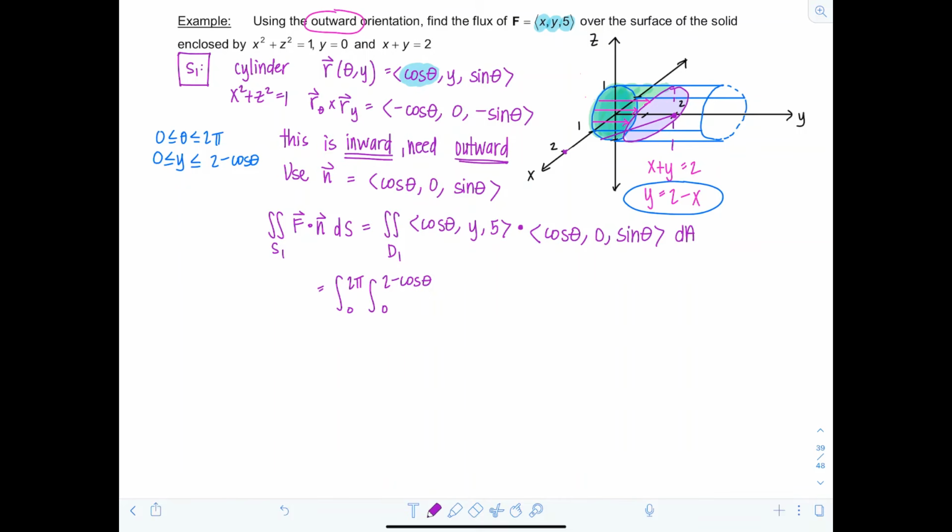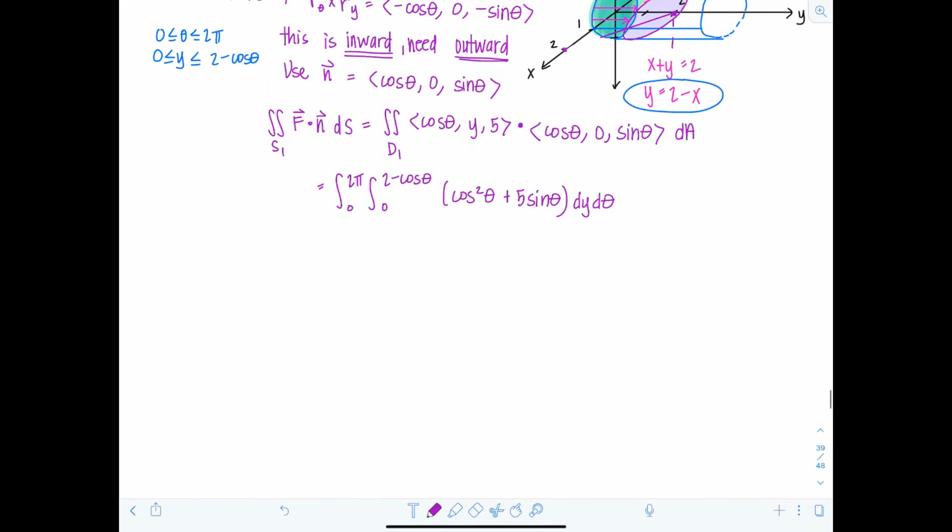And then let's go ahead and take this dot product. So we'll have cosine squared theta plus 0 plus 5 sine theta dy d theta. Okay, and then I'll let you play around with this. You should get 2 pi. So that's the flux from that vector field on this surface. Okay, surface 2.